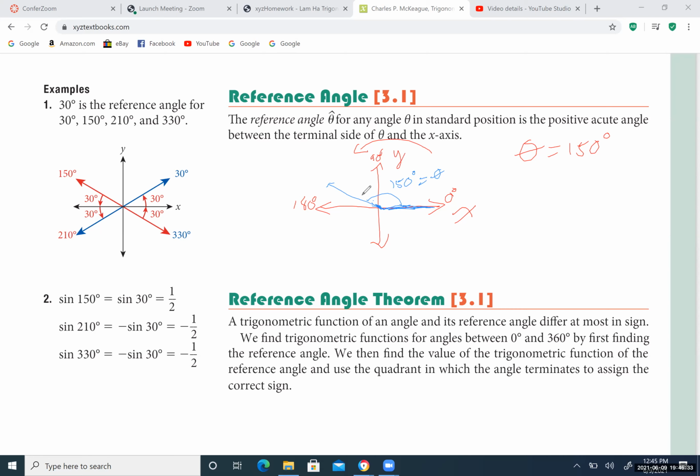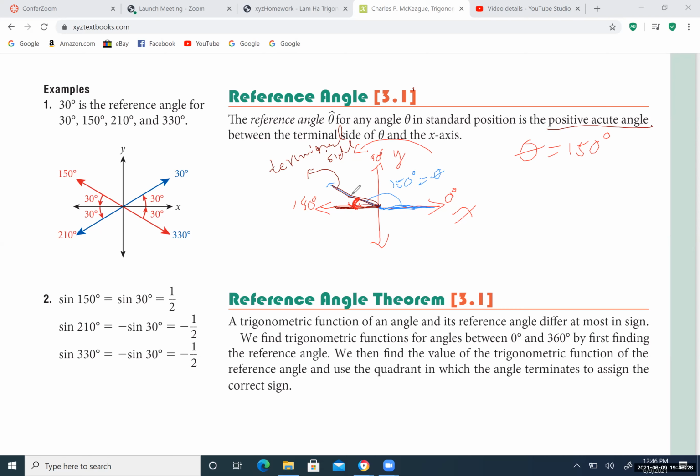To find the reference angle of this, I'm going to use a different color, maybe this brown color. Based on the definition, it has to be a positive acute angle between the terminal side and the x-axis. So here is our terminal side, and this is the x-axis. This angle right here, the red angle, we call theta hat. I wrote the arrow telling you that I go in that direction, which is positive.